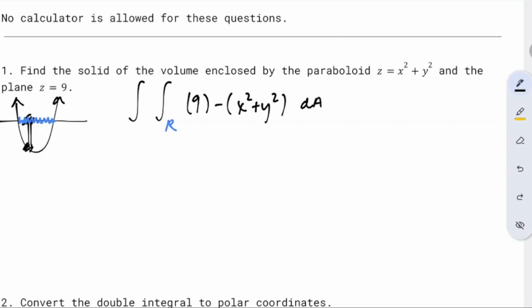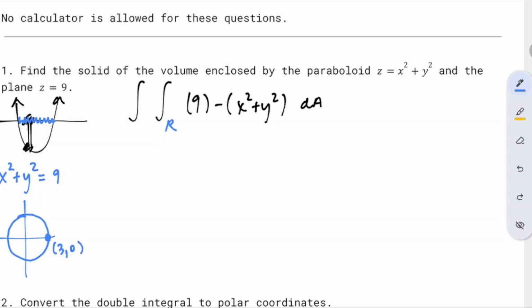Okay, because this is the polar quiz, I need to go through my steps on a polar level. Finding the intersection: set the two things equal to each other. x squared plus y squared equals 9. Okay, I need to know what that graph looks like. That's a circle centered at the origin with radius 3.